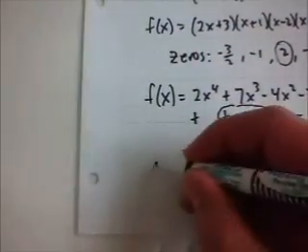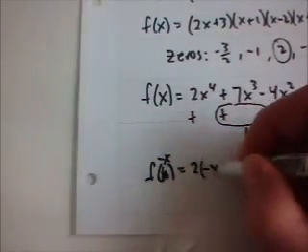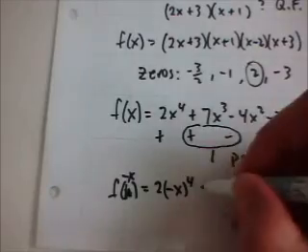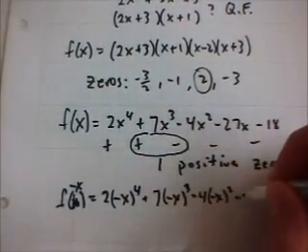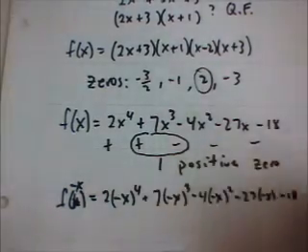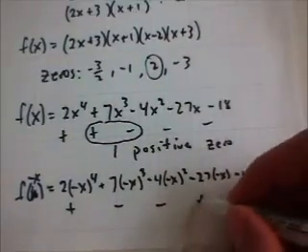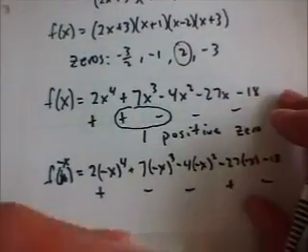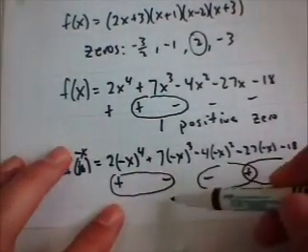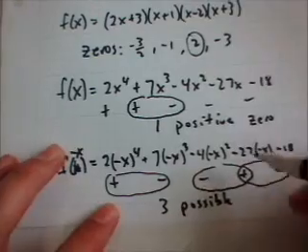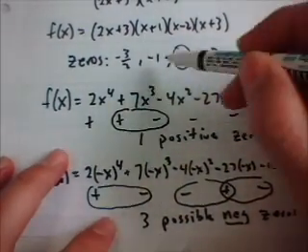What if we plug in, say, negative x for x? So negative x in every location, 2 negative x to the 4th, plus 7 negative x cubed, and so on. What does that do for signs? The first one would be, say, plus, then minus, then minus, then plus, then minus. How many times does the sign change now? Once, twice, 3 times. There's 3 possible negative zeros. And we had 3 negative zeros.